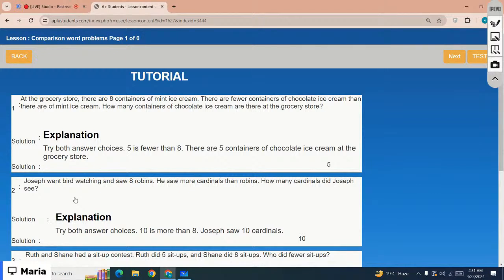So you have 8 mint ice cream, right? And you have fewer chocolate ice cream than mint ice cream, right? If mint ice cream is 8, that means then chocolate ice cream must be less than 8, right? So you have given the options, but you are not given the options here in the tutorials. So the correct option is 5, right?